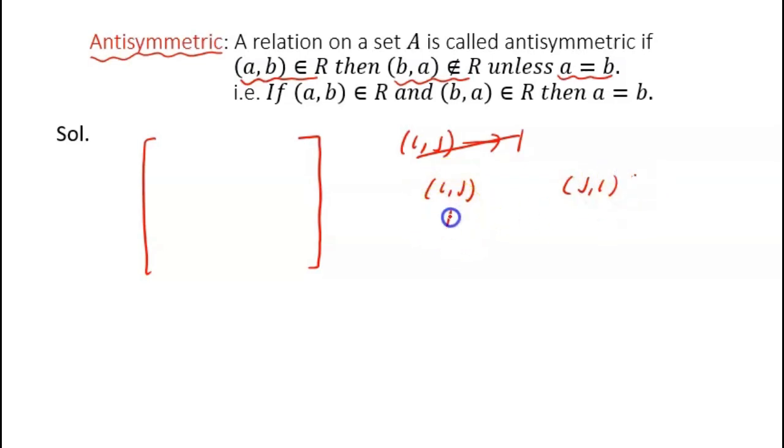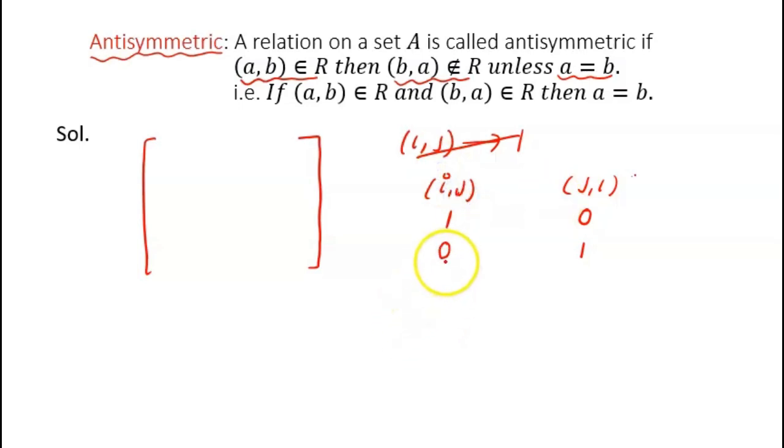So if the ij position is a 1, then the ji position must be a 0, because if the i comma j element is present, then the j comma i element should not be present. Another possibility is that if i comma j is 0, then j comma i may be 1, right? Because if j comma i is present, then i comma j should not be present. Yes, I hope you are getting it.